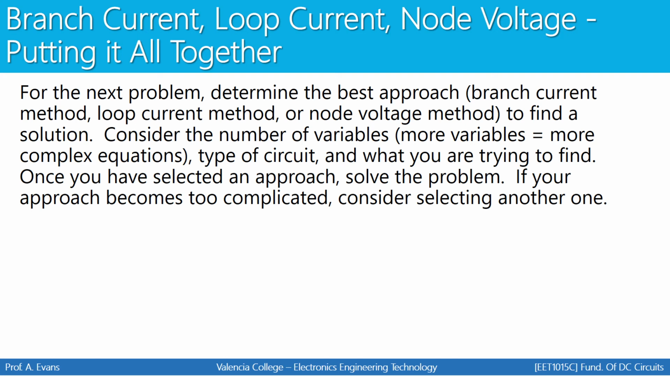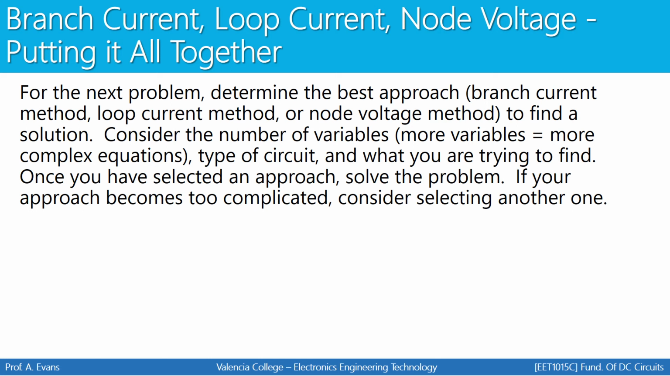And what we're going to do is consider which method might be the most efficient or which method is going to be best to determine what we're trying to find. For example, if you're trying to solve for a current, branch current and loop current methods might be more direct. If you need a voltage from a particular point, node voltage might be more appropriate. At the end of the day, we want to consider things like the number of variables that are going to be involved with each method.